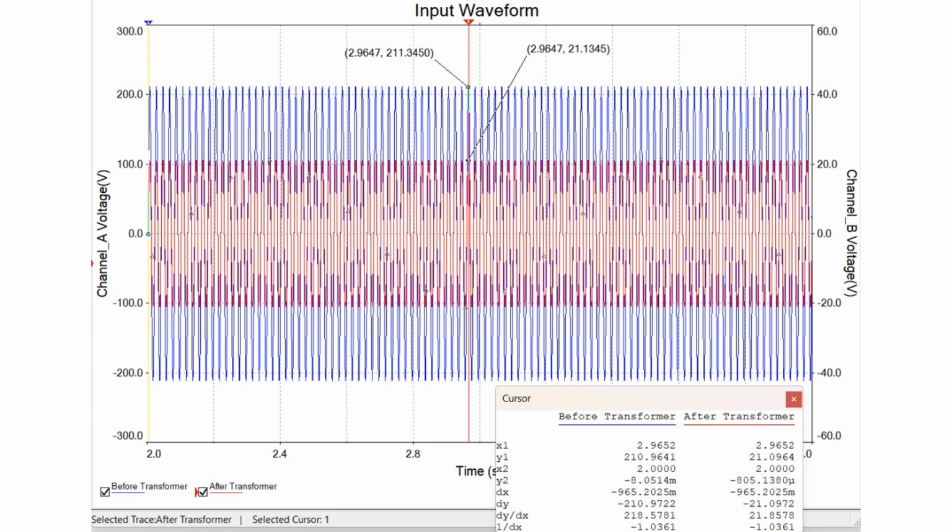The peak voltage of the input AC supply is 211.345 volt because the input voltage is 150 volt RMS. The value needs to be multiplied by root 2 to get the peak voltage.